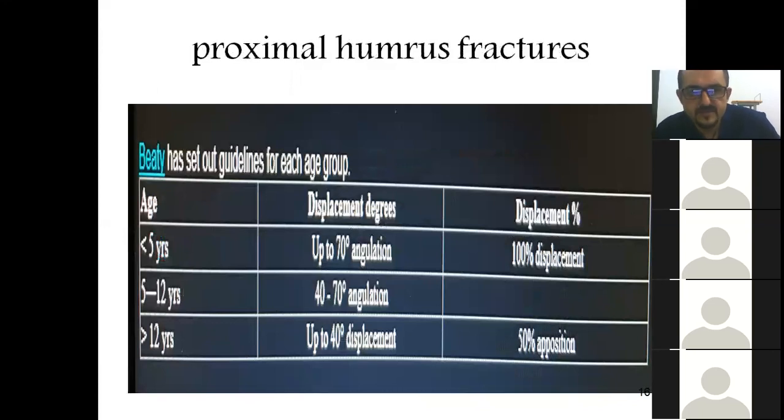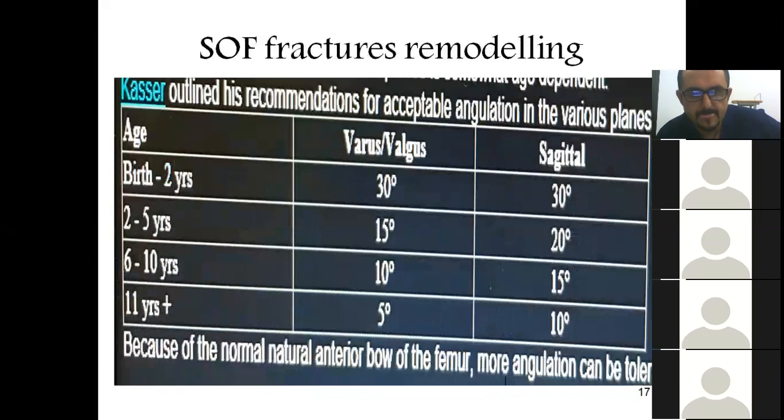Regarding the proximal humerus fractures, up to 70 degrees of angulation in less than 5 years is accepted. From 5 to 12 years, 40 to 70 degrees angulation is accepted. And more than 12 years, up to 40 degrees of angulation is accepted. So in the adult population, it again comes as near anatomical. After 14, 45 degrees of angulation and 1 centimeter displacement is accepted as a displaced fracture and needs to be reduced.